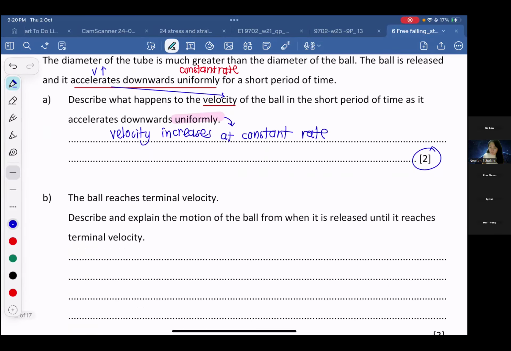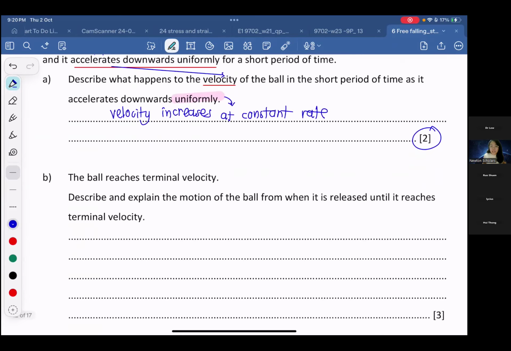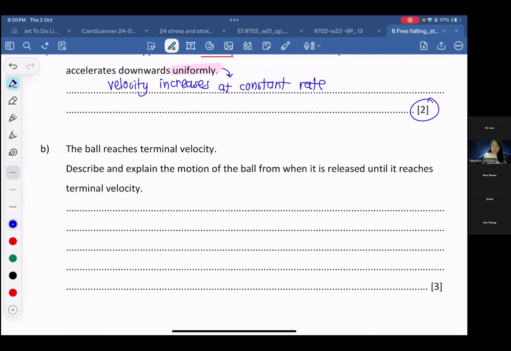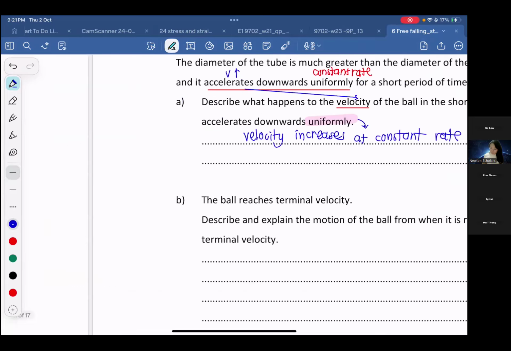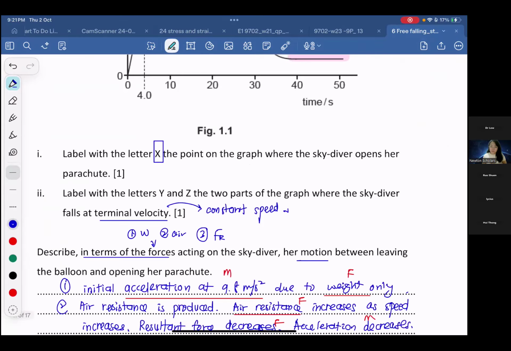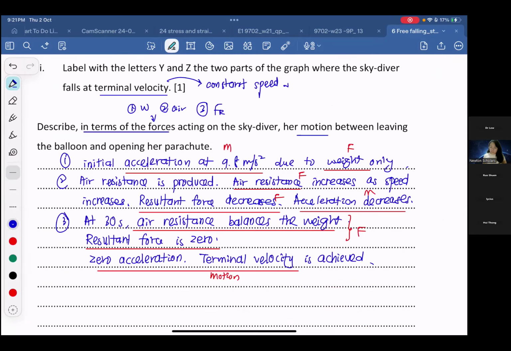Describe and explain the motion of the ball when it is released until it achieves terminal velocity. You see these two questions, one is in the air, one is in the liquid, but how we answer is exactly the same. Initially acceleration is 9.8 due to the weight only. But you don't say 9.8 here, because this is inside the liquid. So initial acceleration is due to the weight only.